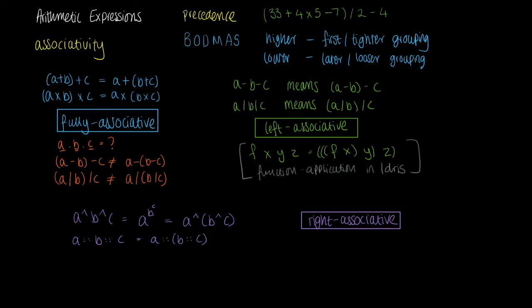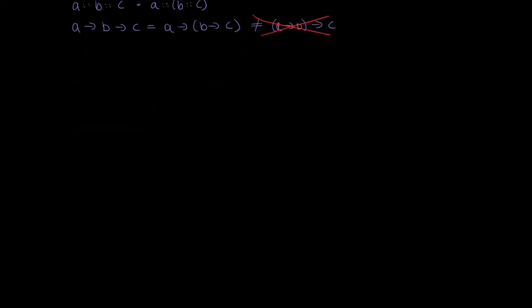In type signatures, which we'll cover in later videos, A arrow B arrow C actually means A arrow (B arrow C), and (A arrow B) arrow C is completely different, and so arrows are also right associative. All of this means we can take 33 plus 4 times 5 minus 7 all divided by 2 minus 4 and turn it into a syntax tree like the one above.